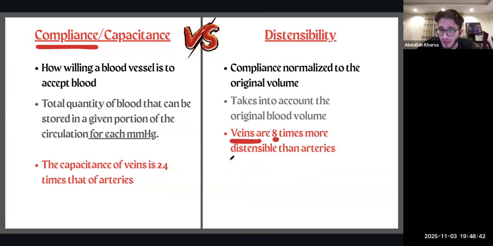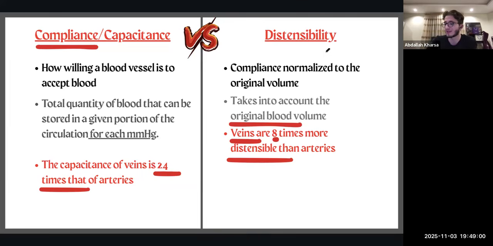Veins are 8 times more distensible than arteries. We said the veins are 24 times more compliant. Then why are they only 8 times more distensible? This is because veins hold more blood. They're blood reservoirs. So if you're dividing by the original blood volume, you're going to find that their distensibility is only 8 times more. By the way, these numbers are in your slides. I'm just explaining them side by side.